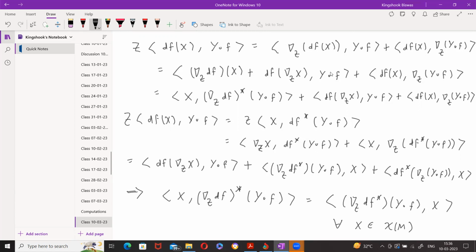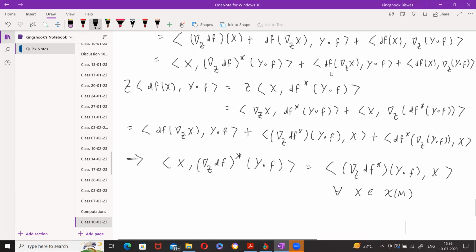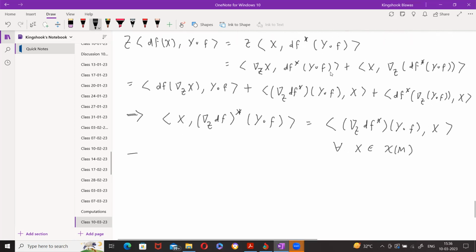So if the inner product with all X is the same, then these two vectors must be the same, right? Yes. If two vectors have the same inner product with all vectors, then they're equal, right? Yeah. So that implies what? That implies that nabla Z df star of Y composed F is equal to nabla Z of df star acting on Y composed F.